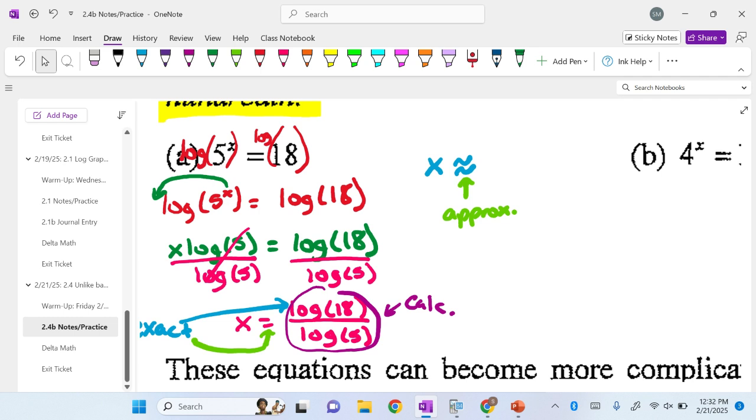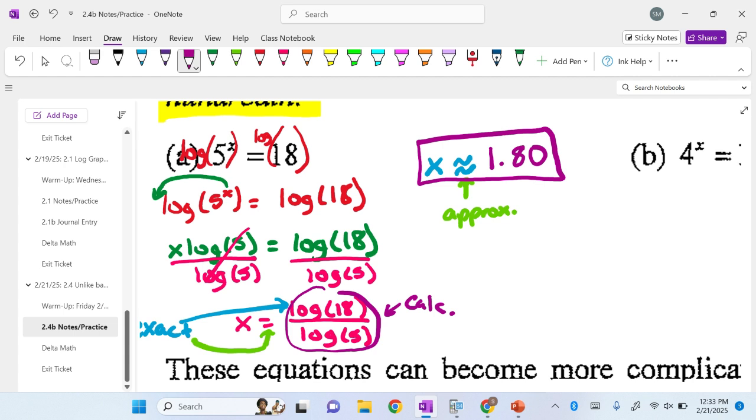So did anyone get an answer? Haley. 1.8, and you did it in 2 decimal places? Yeah, so 1.80, let's call it that. So the approximate answer would be about 1.80.